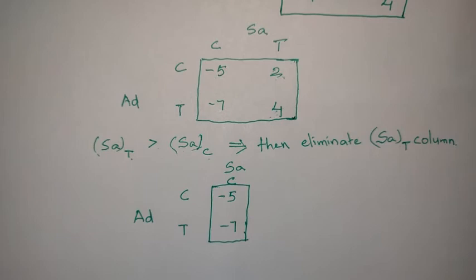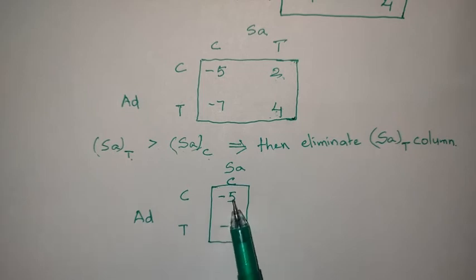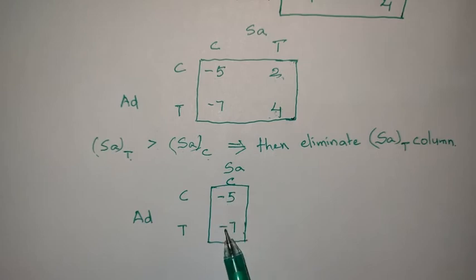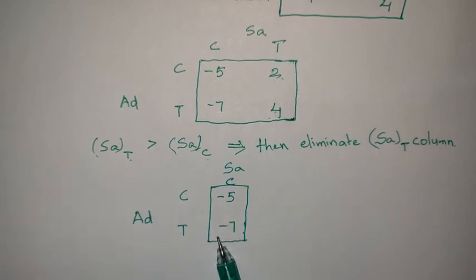Now again check for row dominance. Here we have two rows. In the first row the value is -5. In the second row the value is -7. Which value is higher? -5 is greater than -7. So row 1 is dominating row 2. That means row 1 value is higher. So that's why we need to keep row 1 and eliminate row 2.